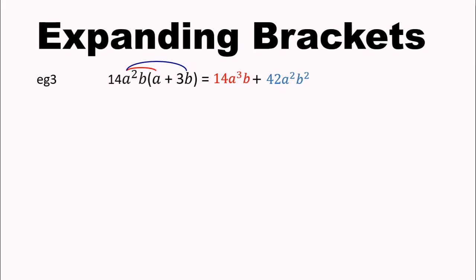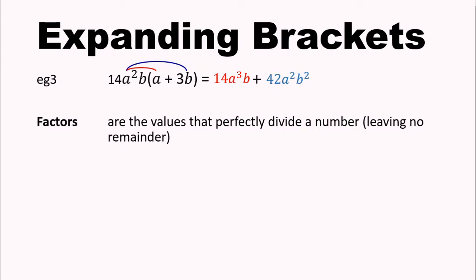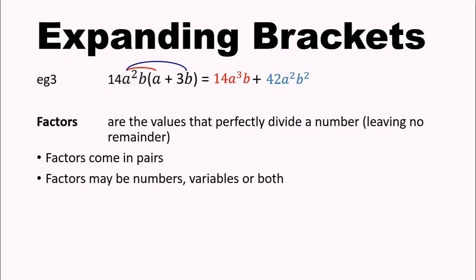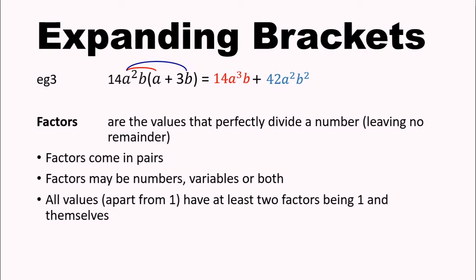When we move on to reversing this process, we're going to start factorizing these expressions. So we need to know that factors are the values that perfectly divide a number, that's without leaving any remainder, only leaving a whole number answer, no decimals either. Factors come in pairs. When you divide a value by one factor, the result is the factor pair. Factors may be numbers or variables or both. All values apart from 1 have at least 2 factors, being 1 and themselves. So when you think a number has no factors or that two values have no common factors, always consider the value 1 and the values themselves.